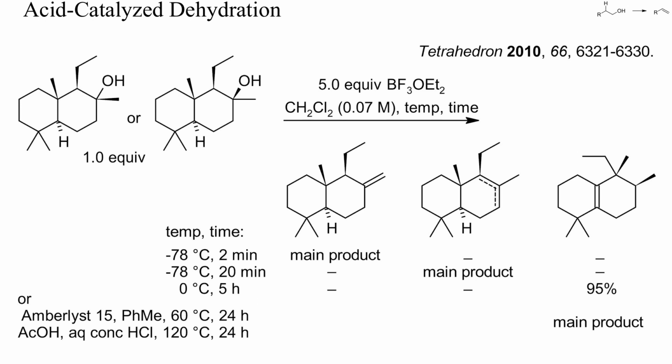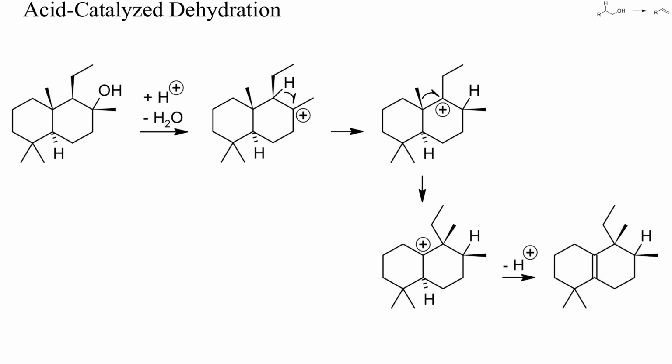If the starting alcohol was treated with boron trifluoride etherate at -78 degrees Celsius for only 2 minutes, the main product was the Hofmann exocyclic olefin. This compound isomerized to a mixture of internal alkenes within 20 minutes at -78 degrees Celsius. At 0 degrees Celsius, only a completely rearranged product resulted. Other acids gave a similar result. The rearranged product was formed by hydride migration to the initially formed tertiary carbocation, followed by stereoselective Wagner-Meerwein rearrangement and deprotonation.